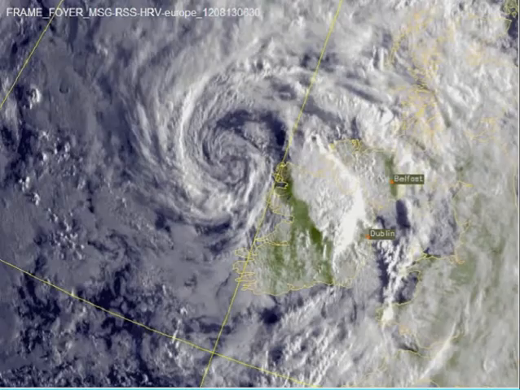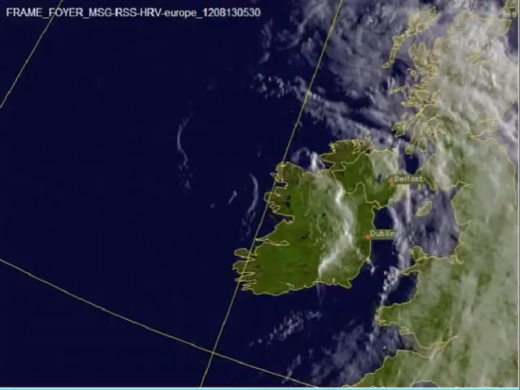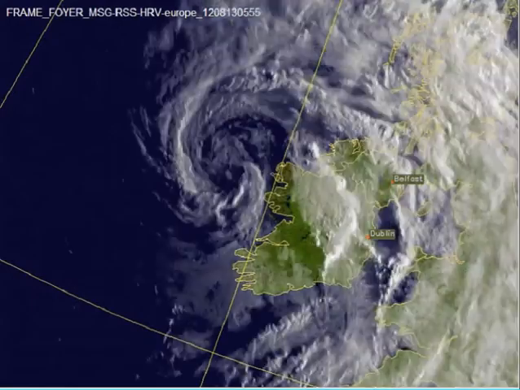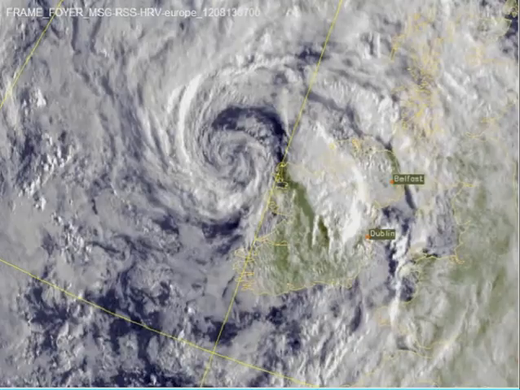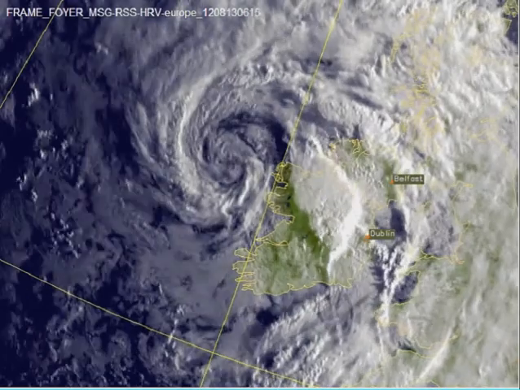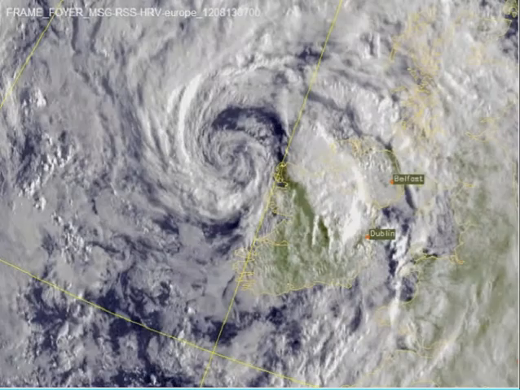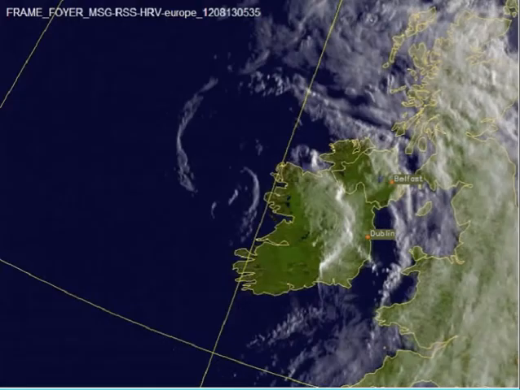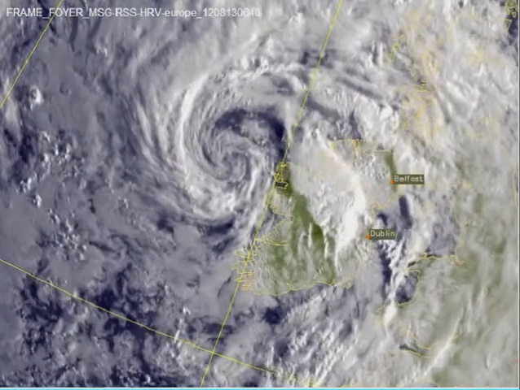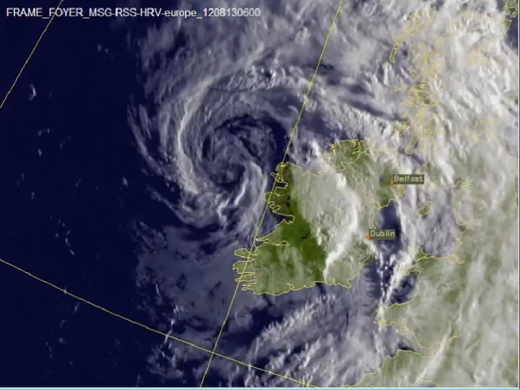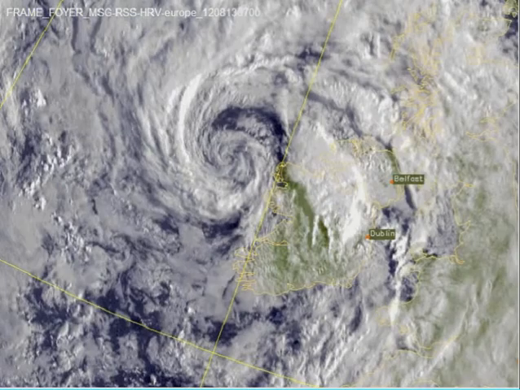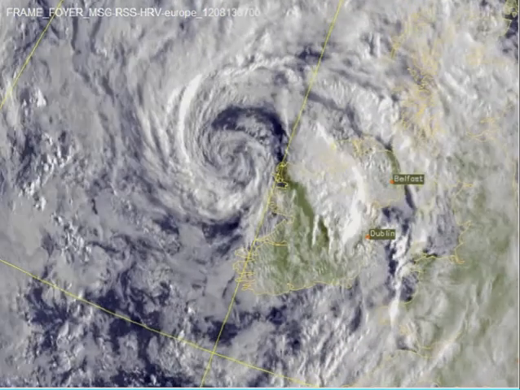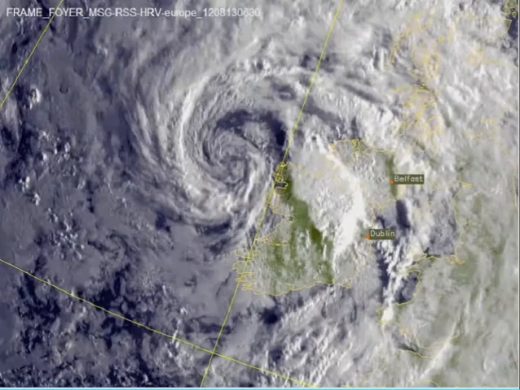In this loop, which will come if you are patient, you can see the development very nicely. So the curling up of the occlusion due to vorticity advection, and the development of the mesoscale convective system over Ireland, with definitely some serious showers there.